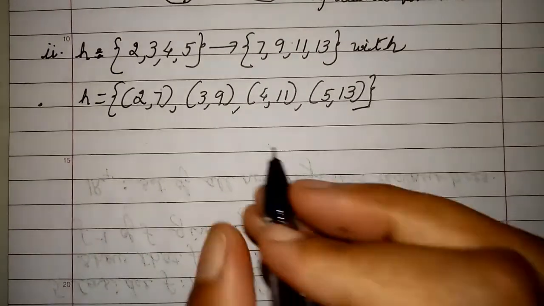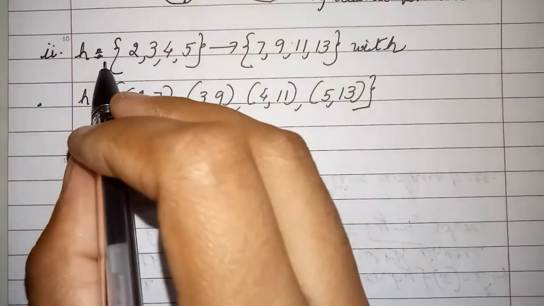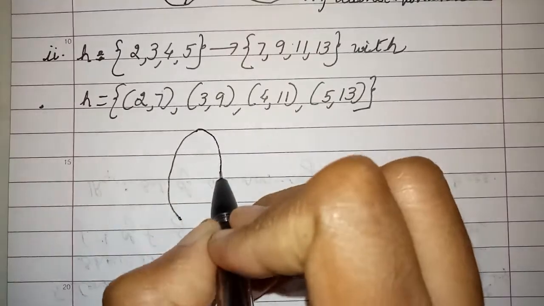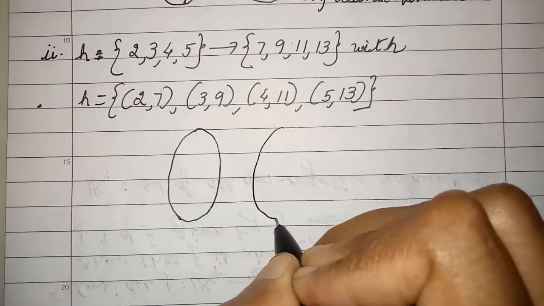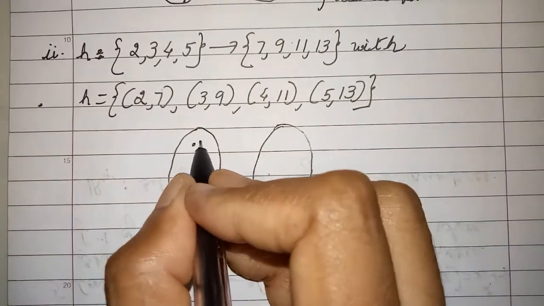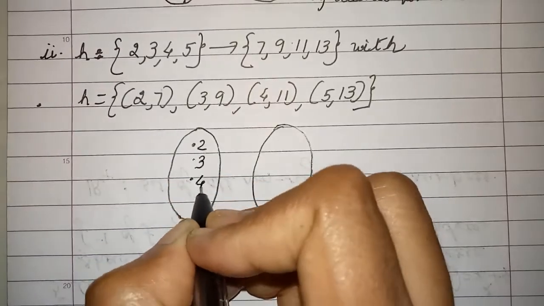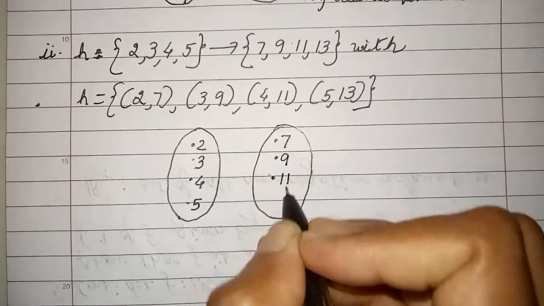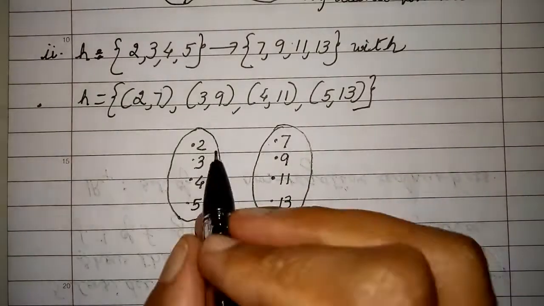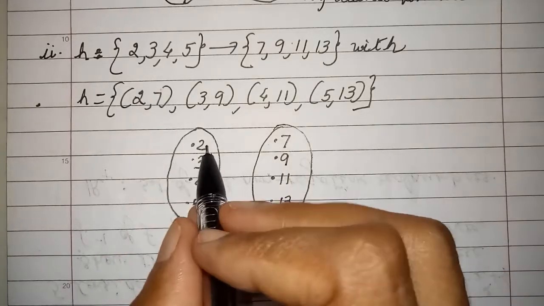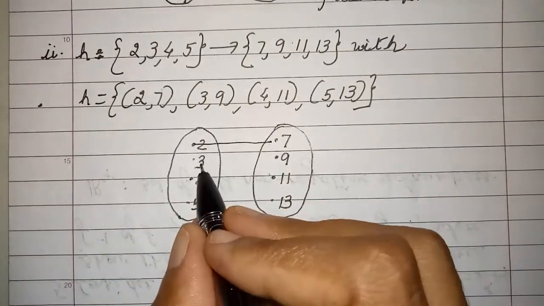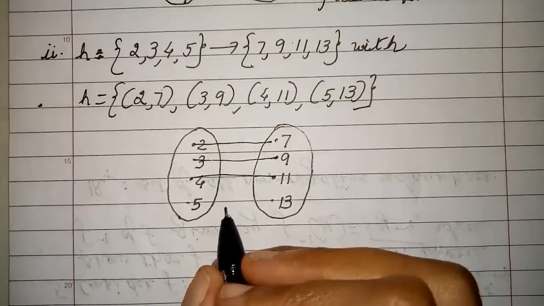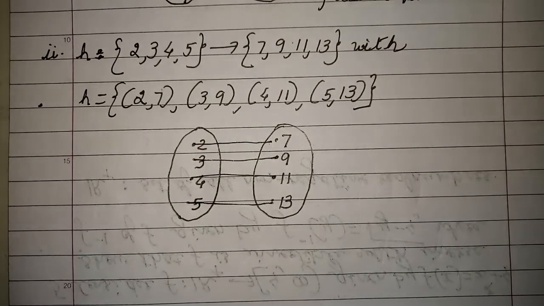Second one. Same problem, you have to check whether this function h has an inverse or not. Again I am going to draw it diagrammatically. Two sets. Let me write the elements of the set: 2, 3, 4, 5, and 7, 9, 11, 13. Let us map 2 going to 7, 3 going to 9, 4 going to 11, 5 going to 13, right?